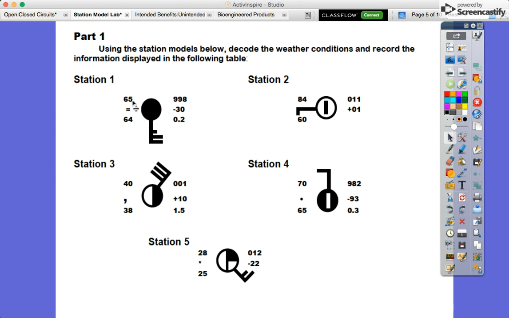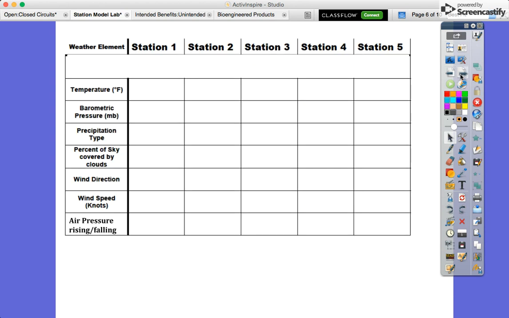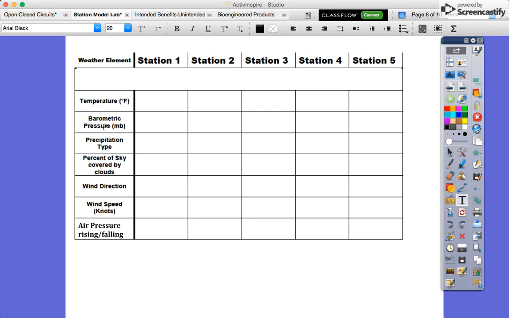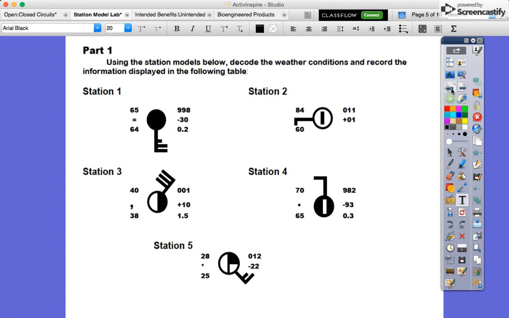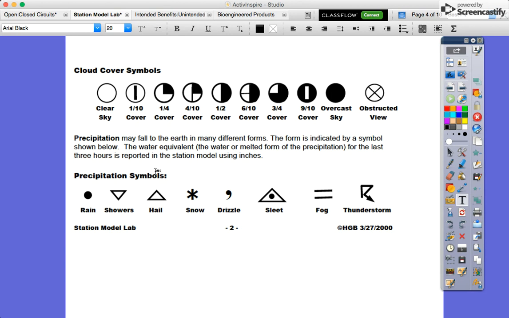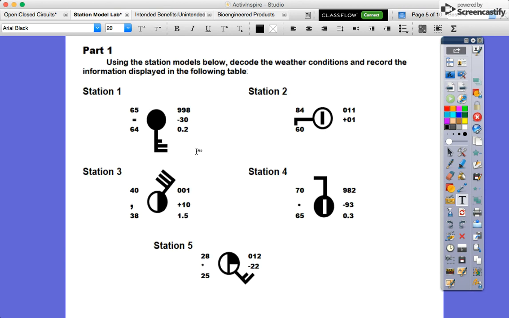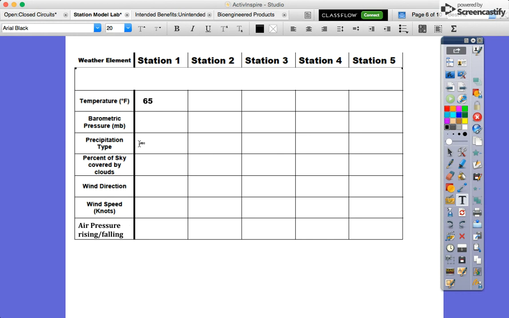So the air temperature is 65 degrees Fahrenheit and the dew point is 64 degrees. So if we go over to the chart and we find temperature, the temperature in degrees Fahrenheit would be 65. And the dew point, it doesn't ask for here, so we don't have to fill that out. Then if we look at our precipitation type, which is located between those two numbers, we see two parallel lines. If you look at your symbols for precipitation, you see that that represents fog. So on our chart for precipitation type, we're going to type in fog.